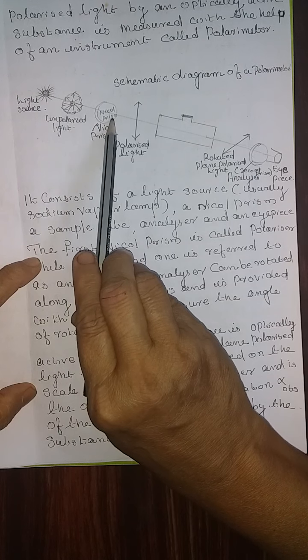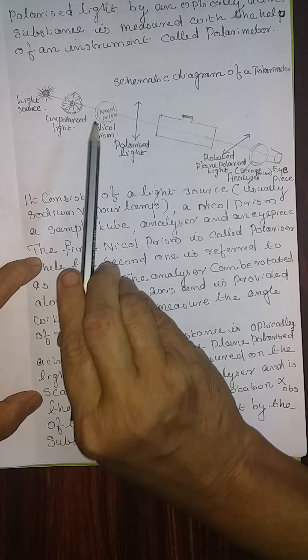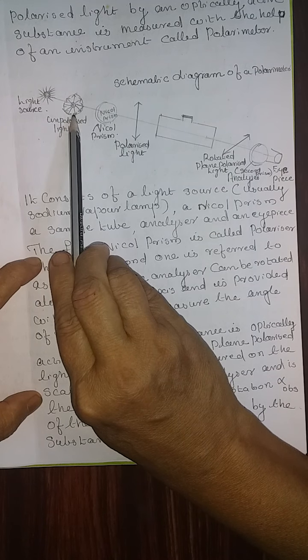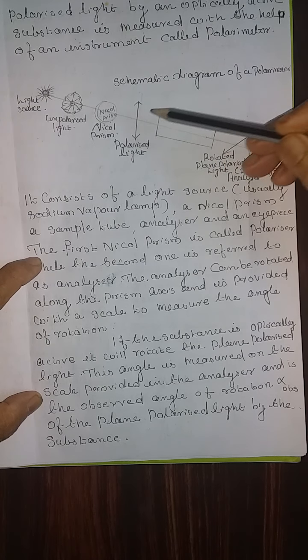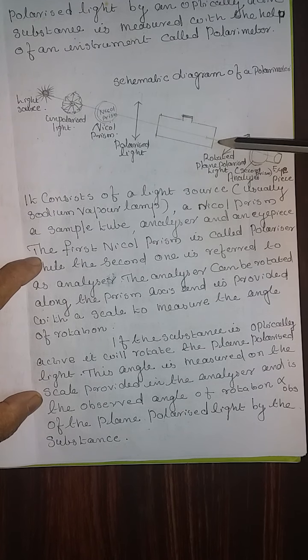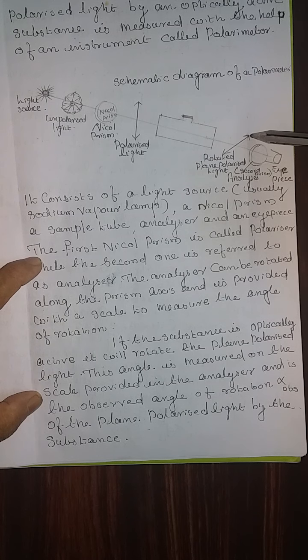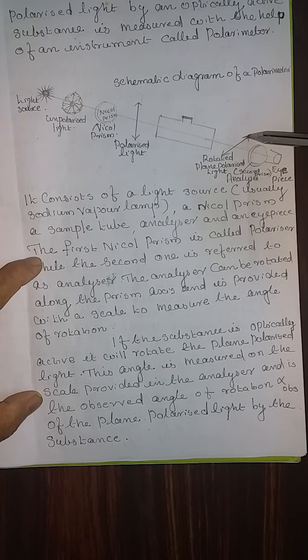Therefore, a Nicol prism is kept. This is the Nicol prism. As a result, this light which is vibrating in all directions now vibrates only in one direction. This is passed through a solution. When it is passed through the solution, that light will be rotated to a certain angle. That is the diagram shown here.